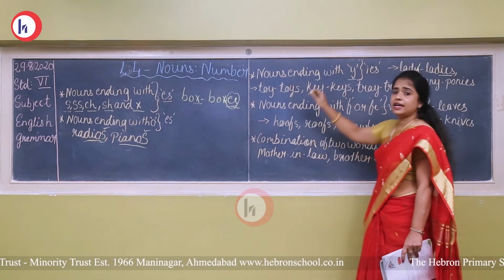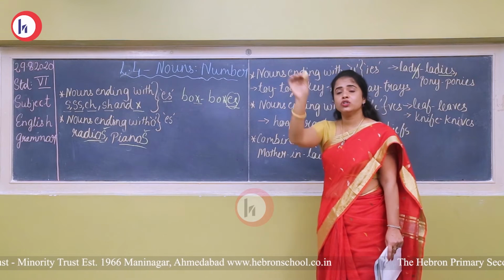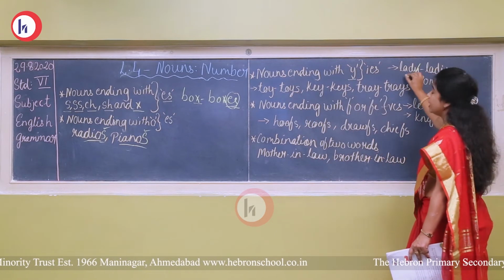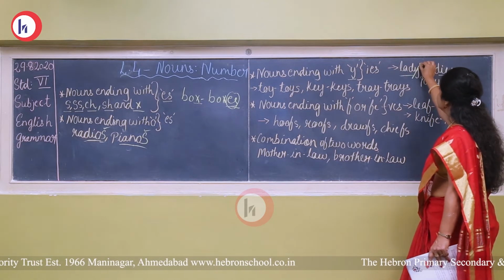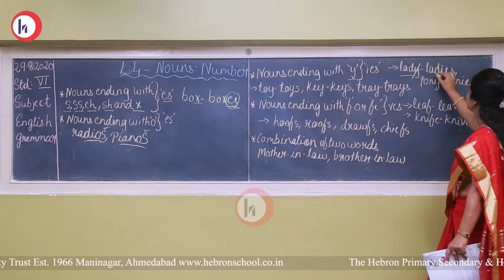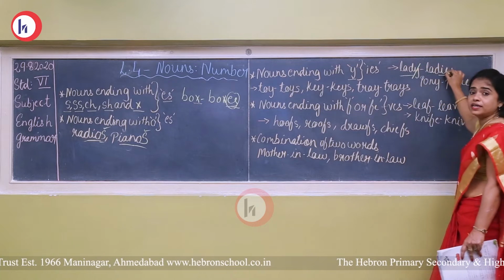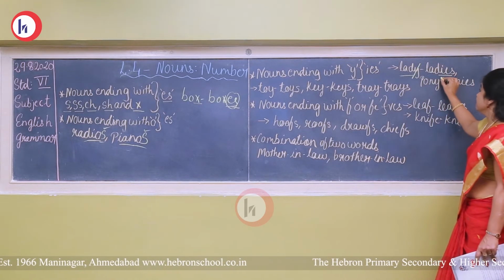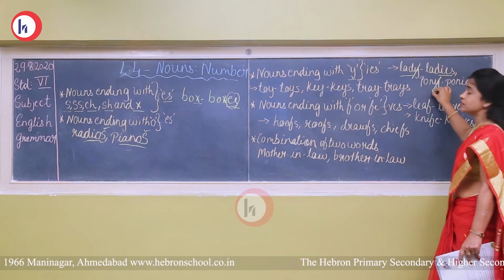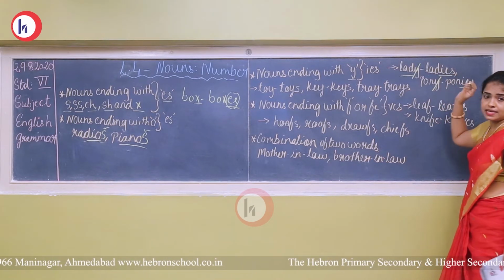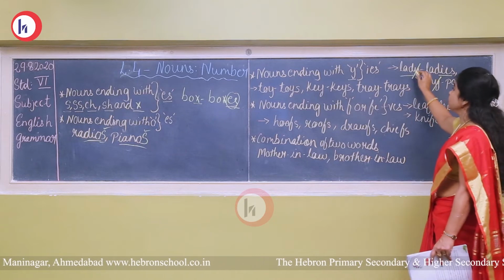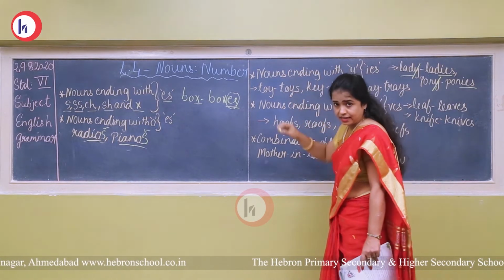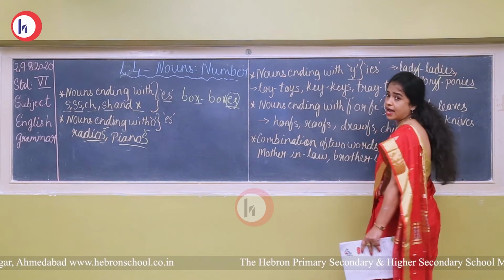So for nouns ending with Y, you need to just omit the Y and instead put IES, for example lady. For that, just omit the Y, leaving the spelling L-A-D, and instead of Y, you will put IES. Similarly, for pony, P-O-N-Y, we will omit this Y and instead put IES, ponies. So remember that for nouns ending with Y, we are just omitting the letter Y and instead putting IES.